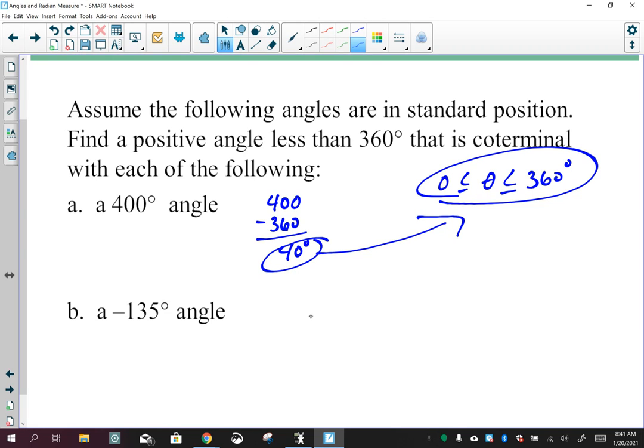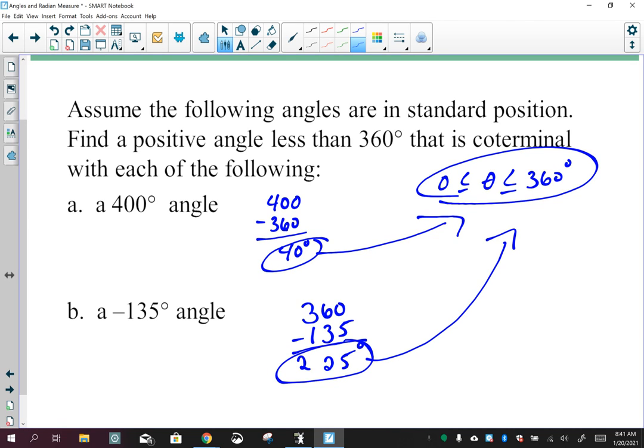For a negative angle, I need to force that back to positive, so I'm going to add 360 degrees to it. And so when I do that, I get 225 degrees. Well, 225 degrees, again, is within that range. That's an acceptable range. And so therefore, my answer is going to be 225 degrees. So negative 135 and 225 degrees have the same ending spot. It just, again, in the drawing is going to show a different way of getting there.